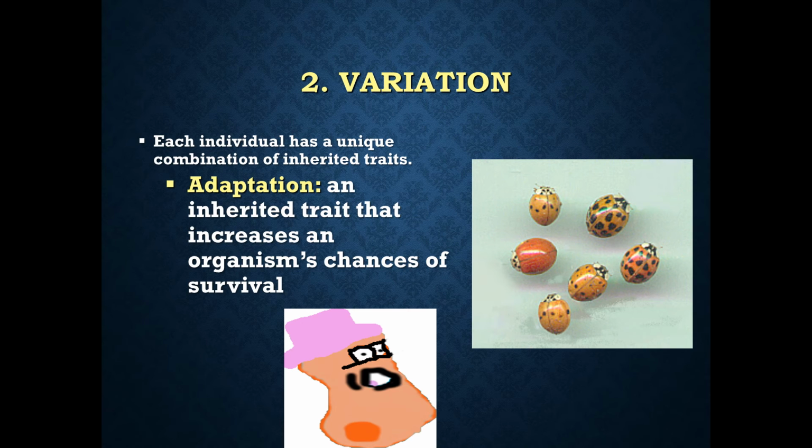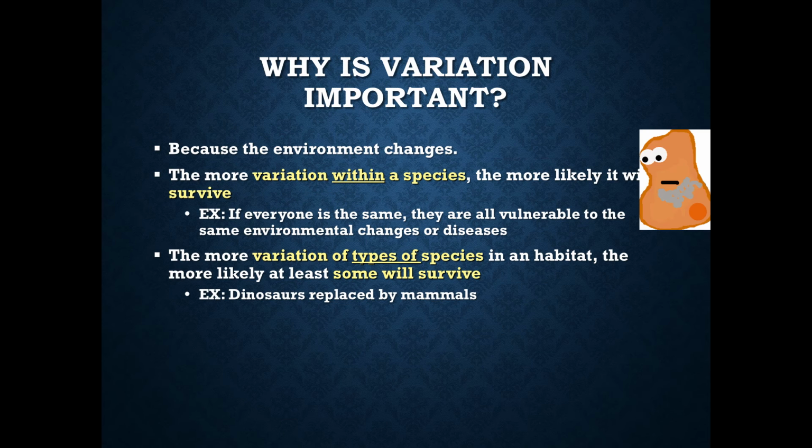Variation. Variation is when each individual has a unique combination of inherited traits, such as adaptation, which is an inherited trait that increases an organism's chances of survival. Variation is important because the environment changes. The more variation within a species, the more likely it will survive.